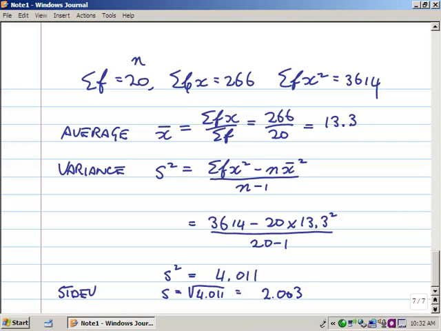Alright, and hopefully you got those answers when you tried that. And those are the 2 examples we'll have here for calculating the average, variance, and standard deviation for grouped integer data.